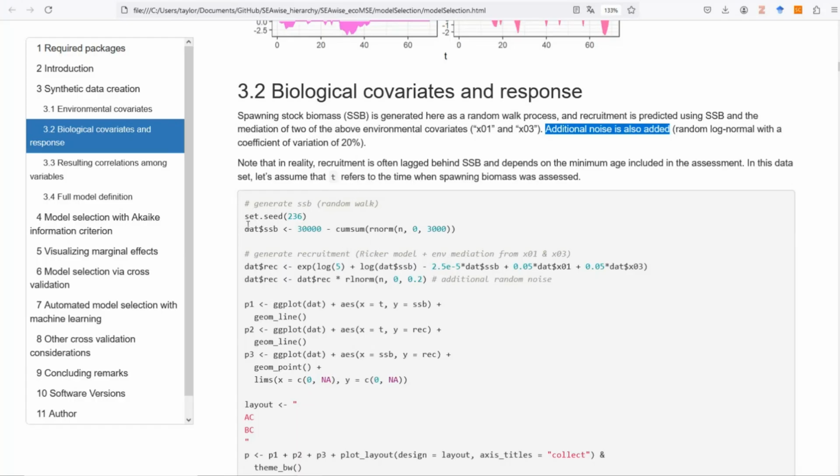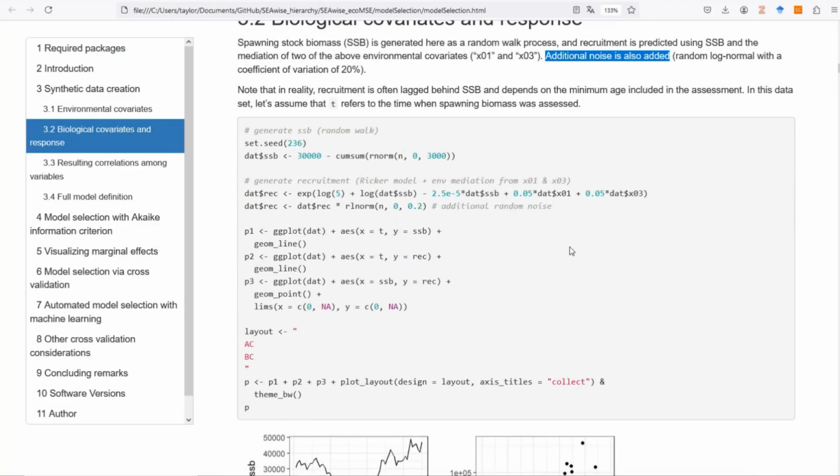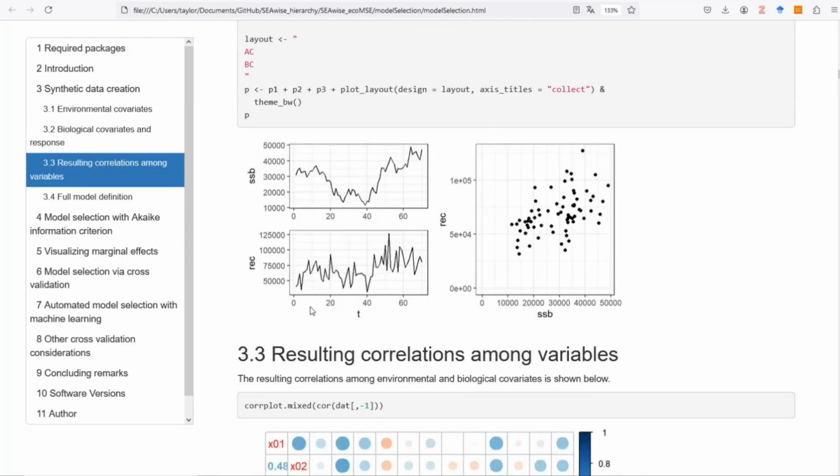So this is the random walk on SSB. Then I just made up basically my values, taking this Ricker relationship and adding on these 2 environmental covariates at the end. And finally, this is the additional log normal noise. And so we get this type of data that's generated.